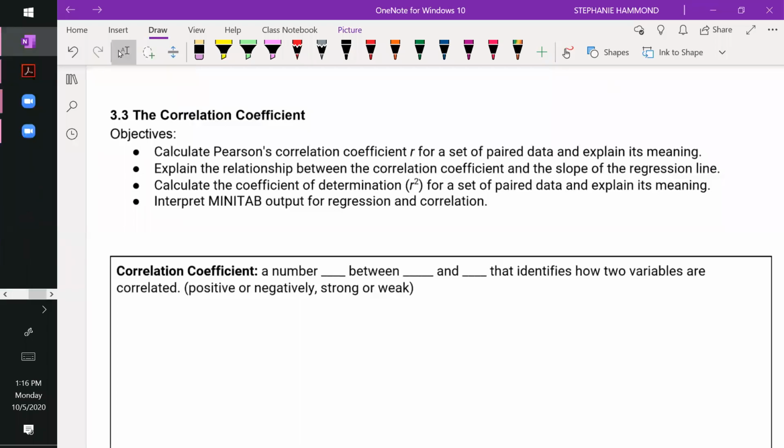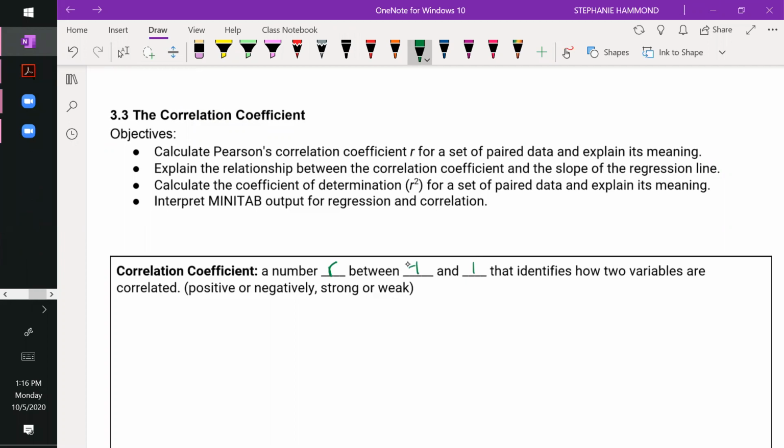All right, let's talk about the correlation coefficient, which is also known as Pearson's correlation coefficient. We denote it with an R. We've seen this before in Algebra 2, where R is always between the numbers -1 and +1. There could be any decimal between -1 and 1, but it can't be beyond that.